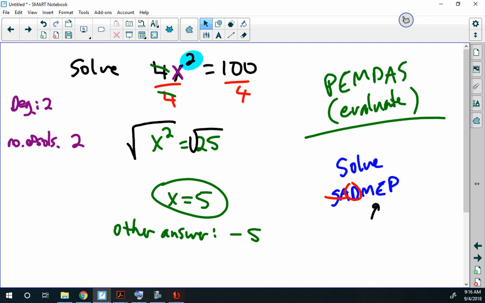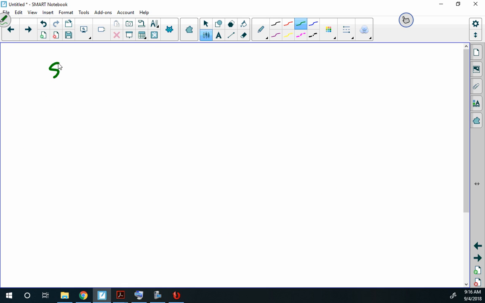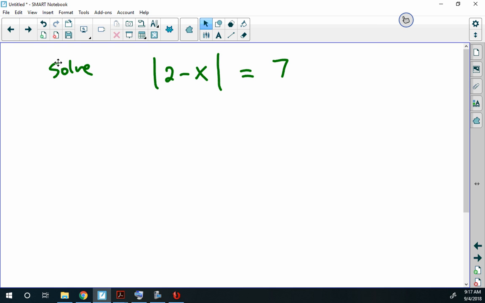What we're going to look at for our next example is we're going to try to solve the absolute value of 2 minus x is equal to 7. Now, I know some of you are probably thinking to yourself, oh, I know what the answer is. You could just say 2 minus x equals 7, so x is -5. And so the answer is 5 and -5. Well, it's not that easy. What I want to show you is 2 different ways to solve this with the calculator.